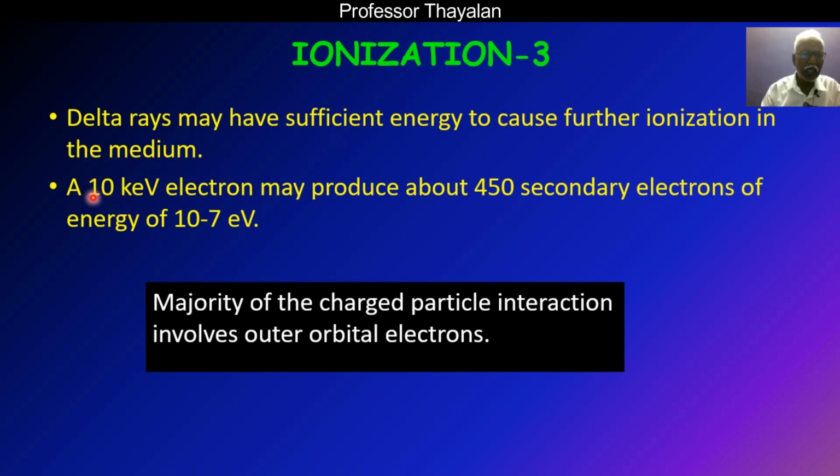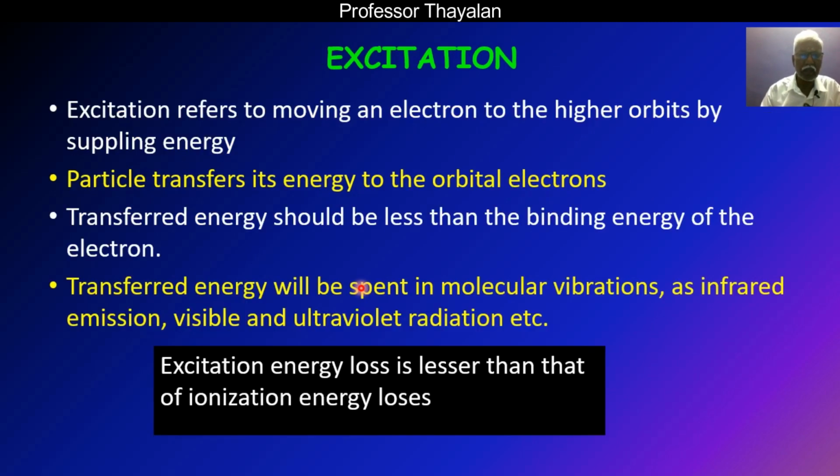For example, a 10 kilo electron volt electron may produce about 450 secondary electrons of energy 10 to 7 electron volt. The majority of charged particle interactions involve outer orbital electrons.